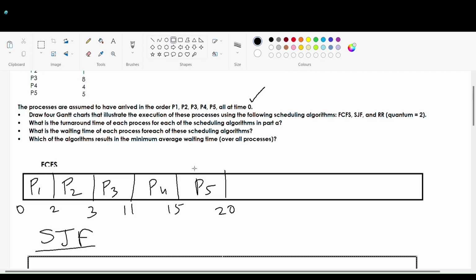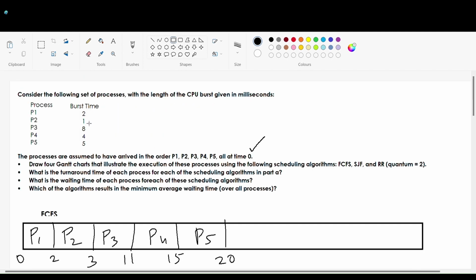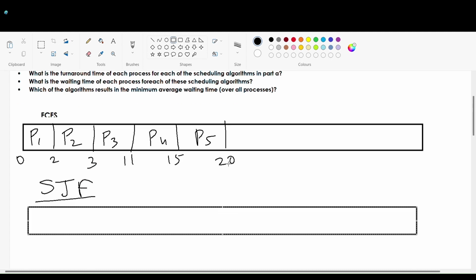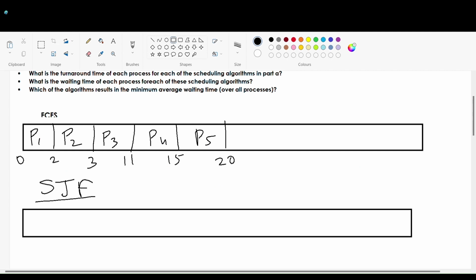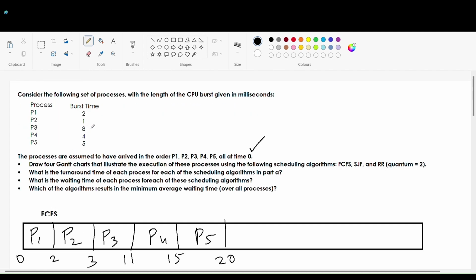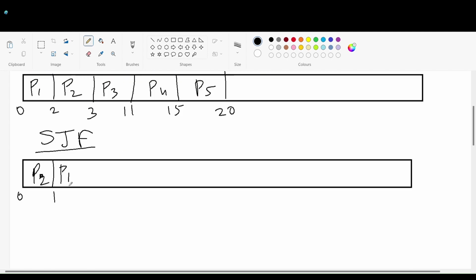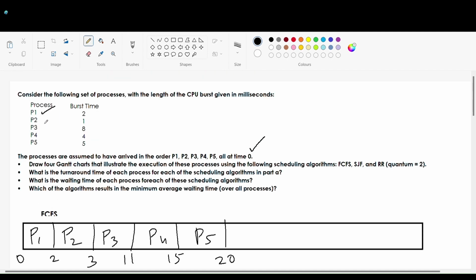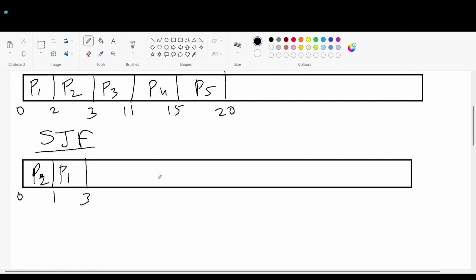The job that has the shortest burst time will execute first. So which process will execute first? P2. P2 will execute from 0 to 1. Then which process will execute? P1. P1 will execute from 1 to 3 because P1 has 2 execution time. Then P4. P4 will execute from 3 to 7.